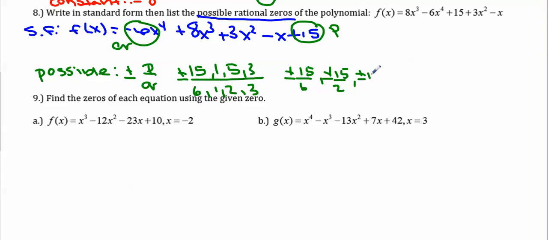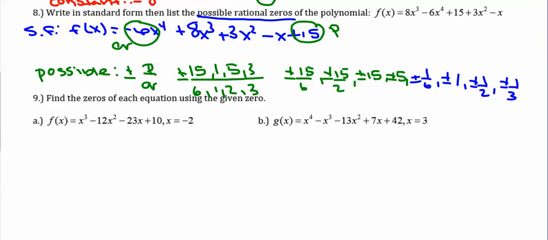Sorry, I skipped 1, but plus or minus 15, there we go. 15 divided by 3 is 5. Now I'm going to take 1 and divide it. So I have plus or minus 1/6, plus or minus 1, plus or minus 1/2, plus or minus 1/3.